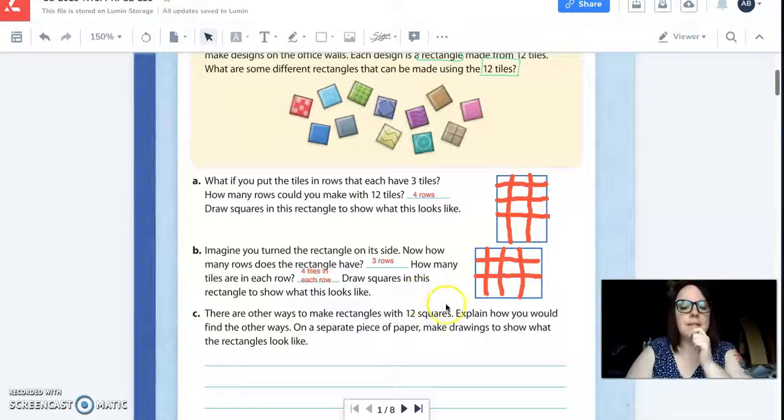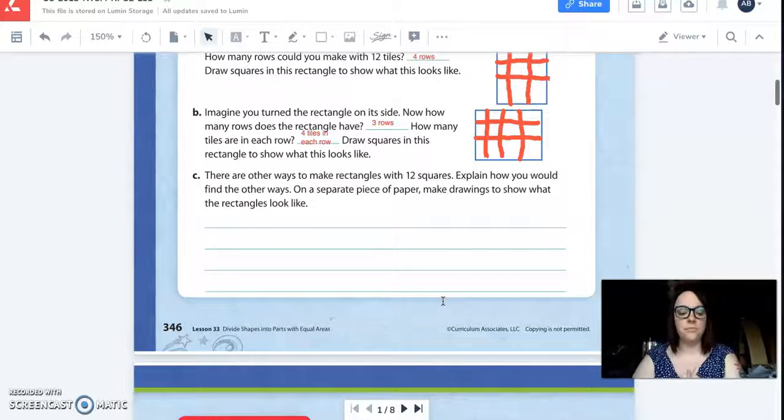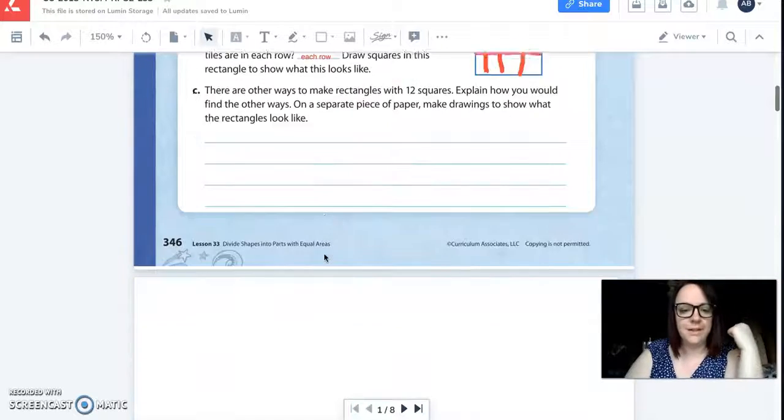Okay, now C. There are other ways to make a rectangle with 12 squares. Explain how you would find the other ways. On a separate piece of paper, make drawings to show what the rectangles look like. If you want to draw them out, that is great. But it says that other rectangles can be different shapes. They don't all have to be 3 times 4 for the area. They can have 2 or they can have 6. So it doesn't always have to be 3 times 4. It can be different. So that's what C is saying, that different shaped rectangles will have different numbers of tiles.